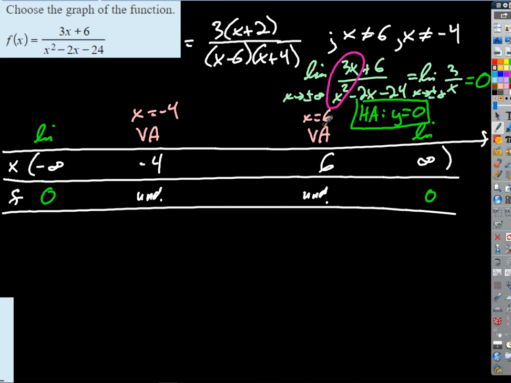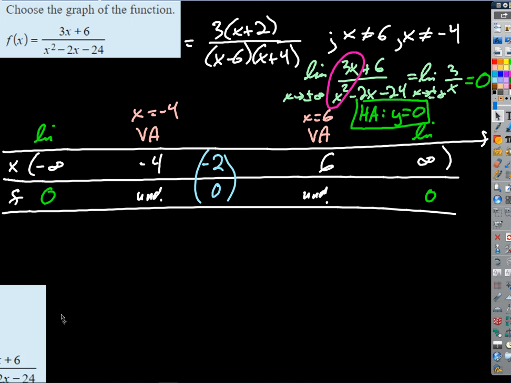Any x-intercepts? Negative 2. Okay, well, how come? Because it's a 0 on the top, but not the bottom, right? So negative 2, 0 is an x-intercept. And that's pretty much all we need, right? Now we should be able to graph this thing.